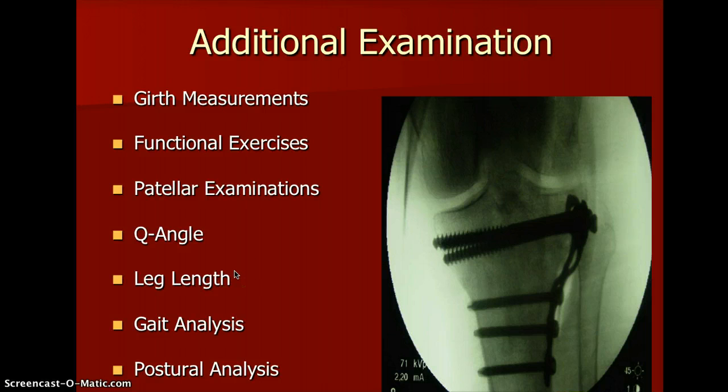So some additional things that you can measure, that you can examine, are girth measurements, functional exercises, patellar examinations, Q angle, leg length discrepancies, gait analysis, and posture analysis. And all these things are just going to give you some further detail about what's going on with the athlete and what could be causing the pathology that you're dealing with.